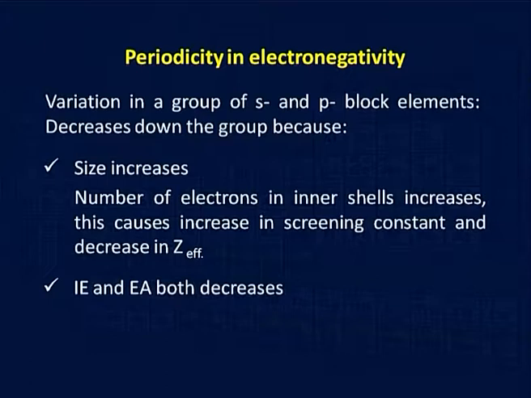When we move down the group, the value of ionization energy also decreases and the value of electron affinity also decreases. These values again depend on a number of factors, and all these factors lead to a decrease in the value of ionization energy and a decrease in the value of electron affinity. And with this decrease in values of ionization energy and electron affinity, naturally the value of electronegativity also decreases when we move down the group. And when we move along the period, we see that the size of the atom is decreasing.